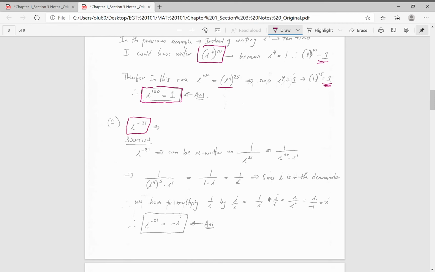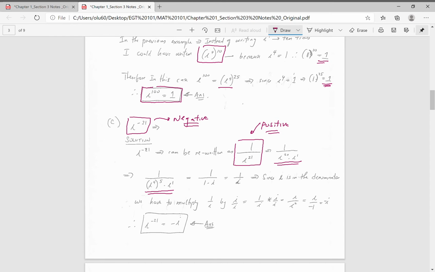i to the negative 21. We can rewrite it in a positive sense. This is a positive notation here. Okay, so keep that in mind. That's a positive notation. This is the negative notation. Okay, so when we change to our positive notation, we can break it up as we did in the denominator here. And then we can go through the same process as we did in the previous examples.